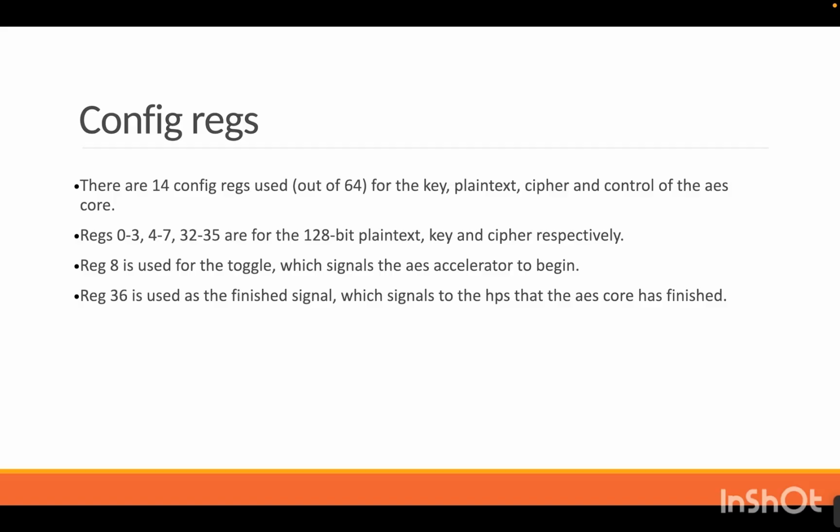We also use two special control registers. Register 8 acts as a toggle signal. When the HPS sets this, it tells the AES accelerator to start encryption. Register 36 is the finished flag set by the AES core when encryption is done. The HPS keeps polling the register to know when to read the result. These config registers form the key communication bridge between software and hardware in our SoC design.